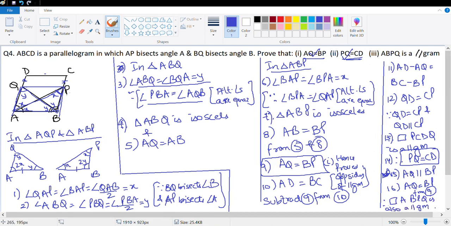Done. Interesting question. First we proved through alternate angles and bisector of angles that these two triangles are isosceles. That's how we were able to prove that AQ and BP are equal. Good. Let's look at the next question.